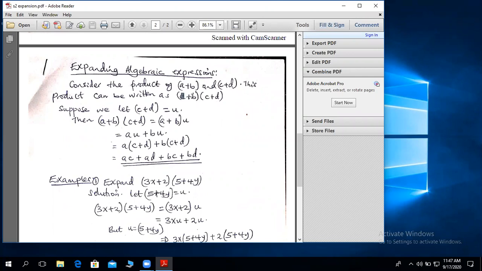Now note, if this one was a negative, then you would have said here minus B into C plus D. I want to have two questions from only this first example, from only this part before we start expanding. Is there any question? Any question?